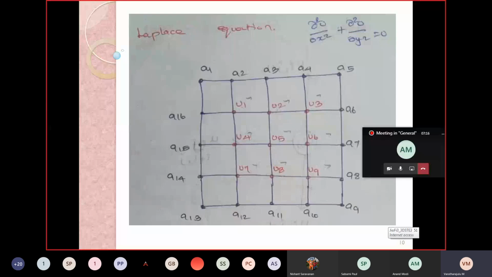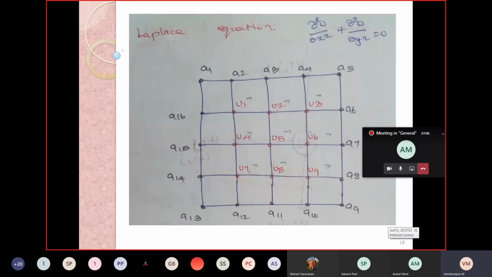Here, the difference between two vertical lines, or the difference between two horizontal lines, is said to be the mesh size. This difference in the x-axis is h, and the difference in the y-axis is k. Here we have considered the difference in x and y as 1, that is h and k are equal to 1. We will discuss that in detail a little later.